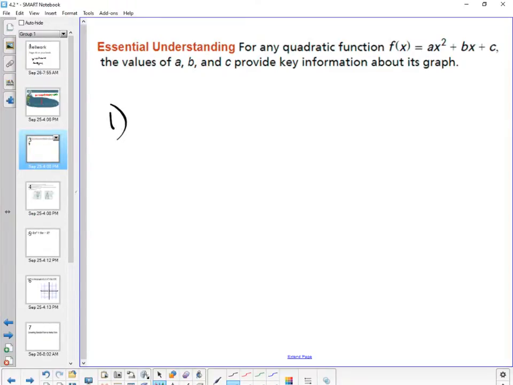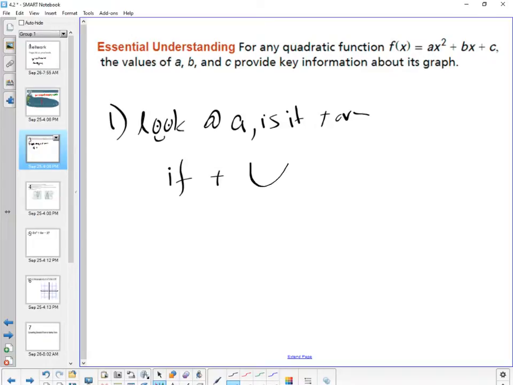First thing, when you look at this formula and it's in this form, the first thing you want to decide is: is this thing going to be facing up or is it going to be facing down? Simple enough? Okay, so the first thing I'm going to do is look at the a value. Is it plus or minus? If it's a positive, then we're happy. If it's a negative, then we're sad. Okay? We're okay with that? Thumbs up, thumbs down?